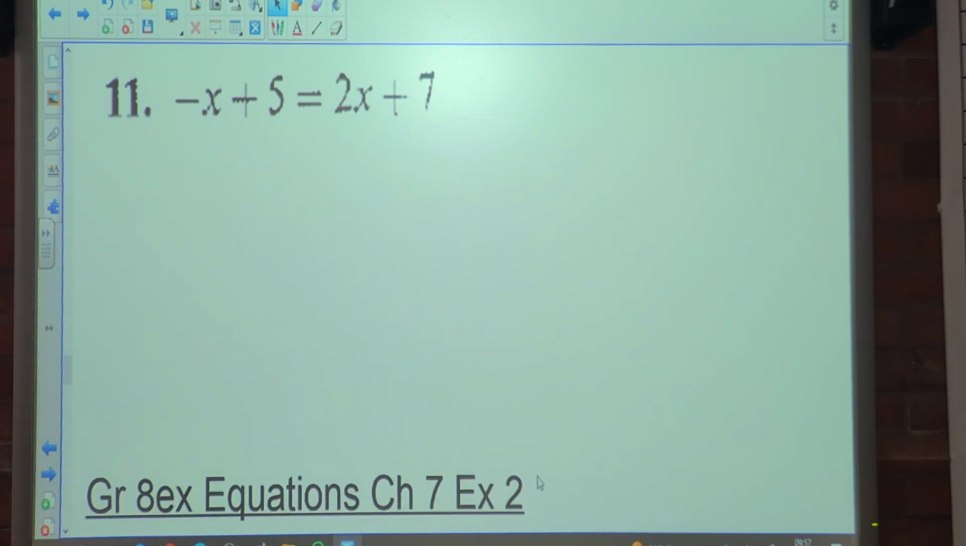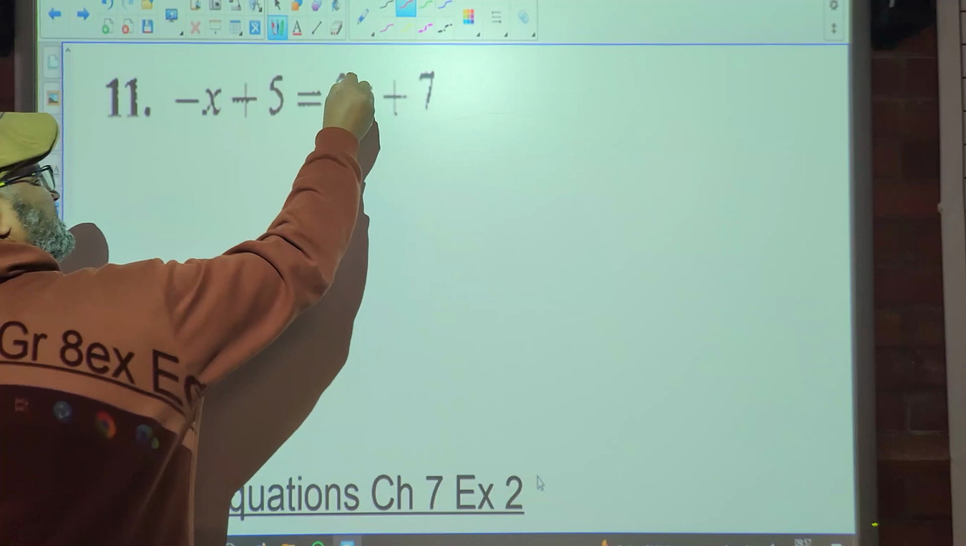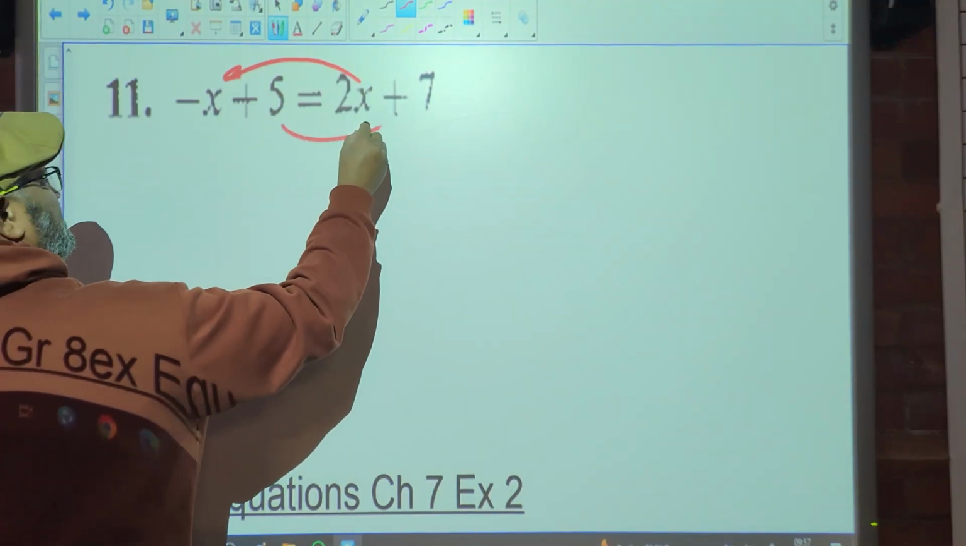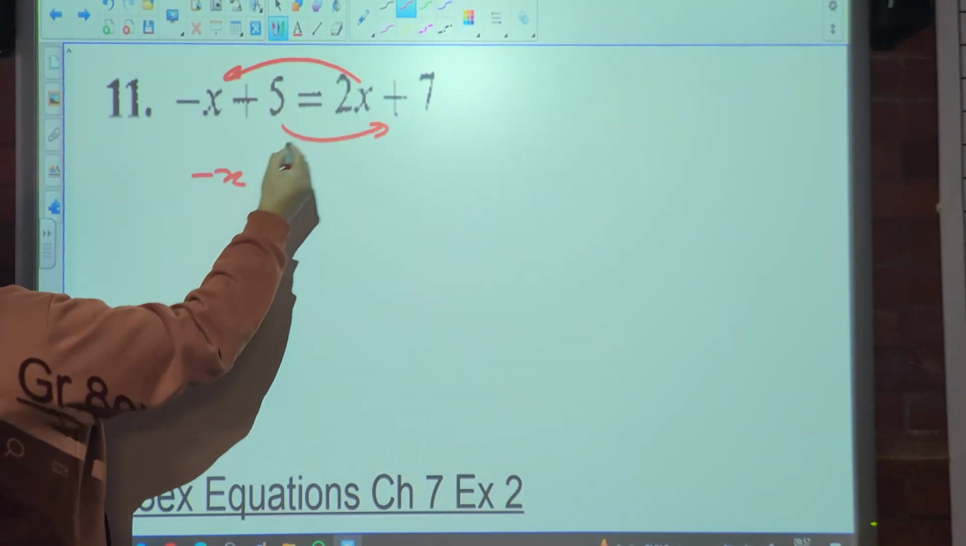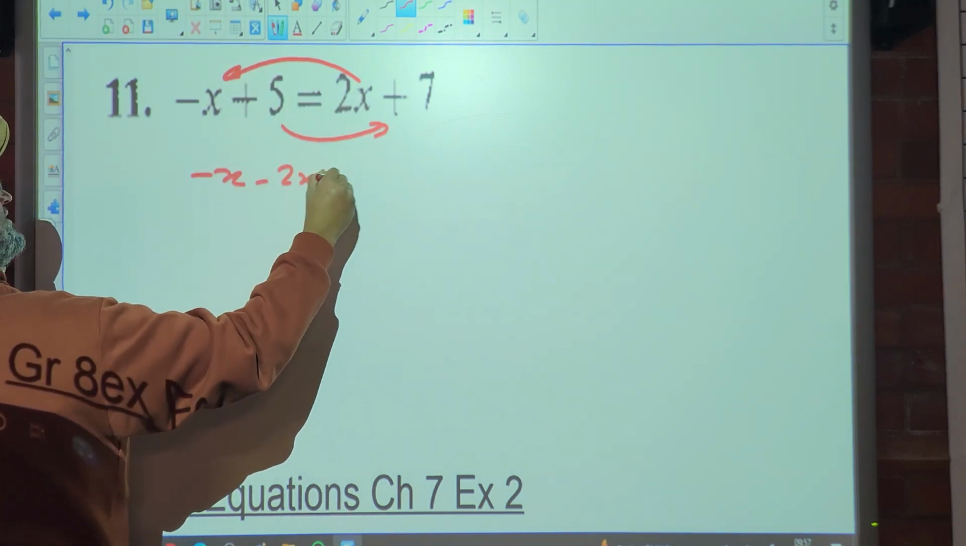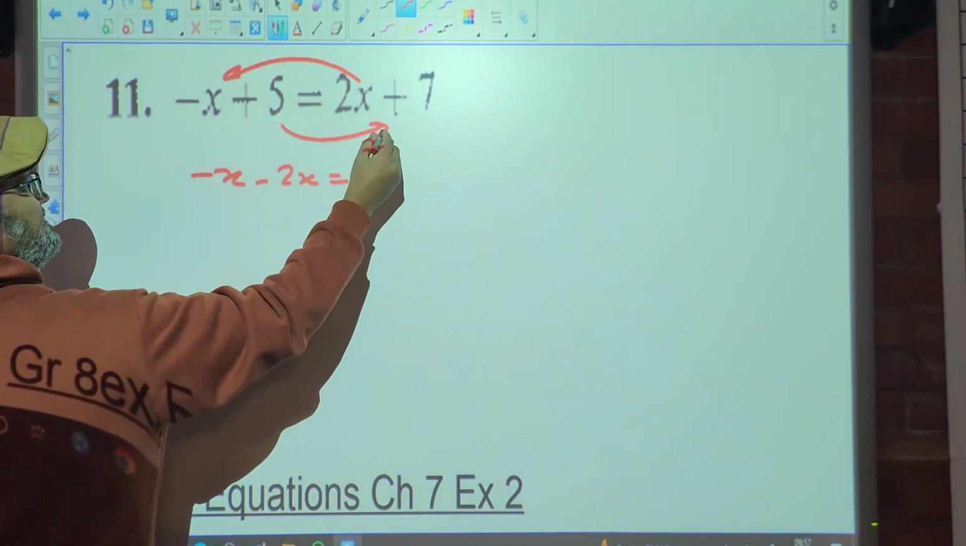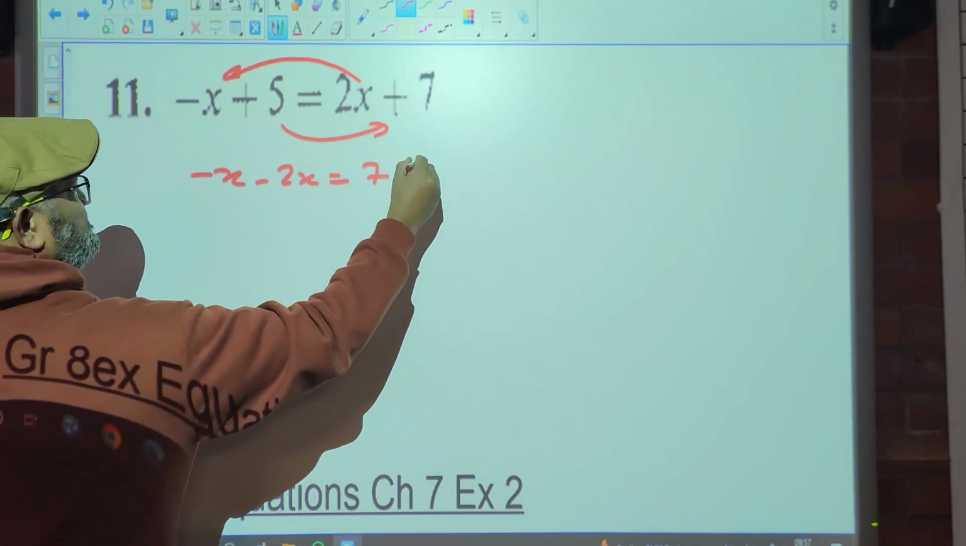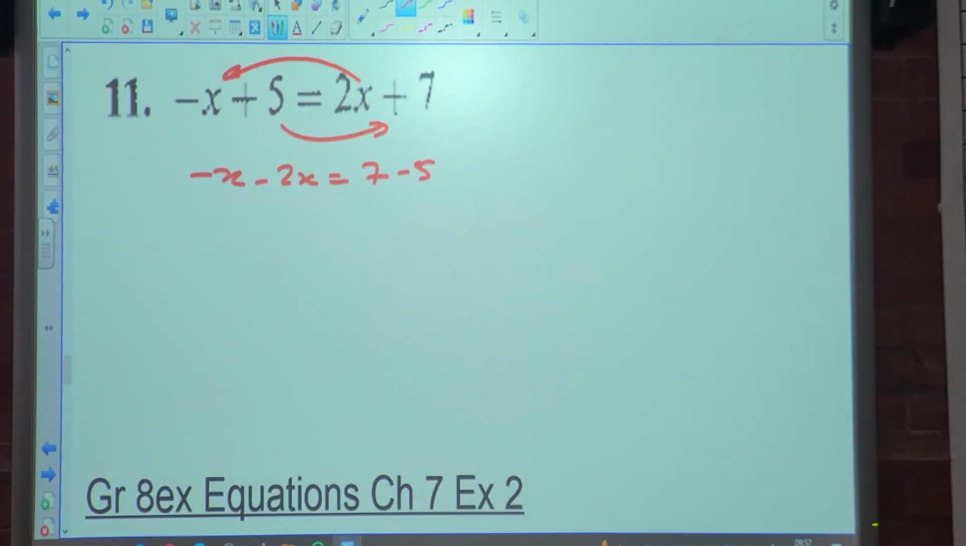Minus 5x plus 5 is equal to 2x plus 7. Okay. First step is to get x on the left hand side and then numbers on the right hand side. So I'm going to take 2x over the equal sign and then 5 goes that side. There's negative x. Minus positive 2x becomes negative 2x. 7. You bring 5 over the equal sign, becomes minus 5.